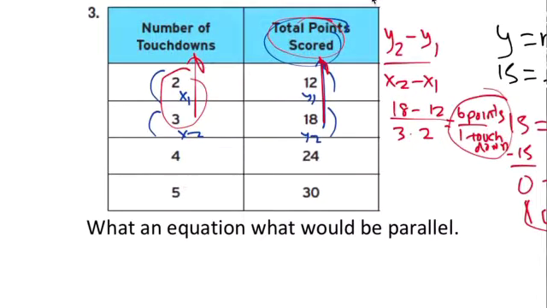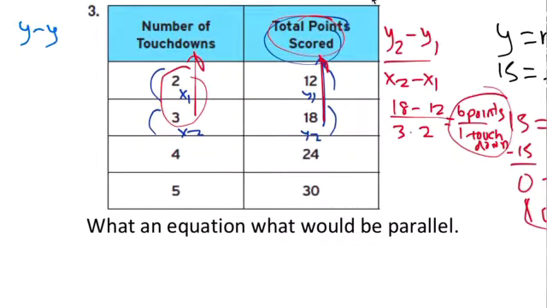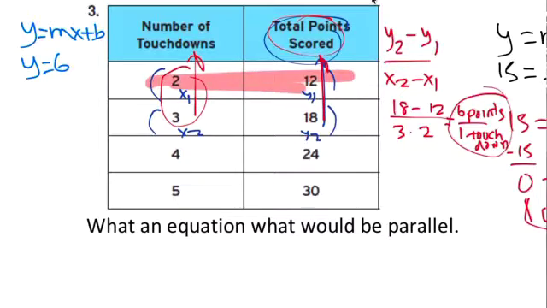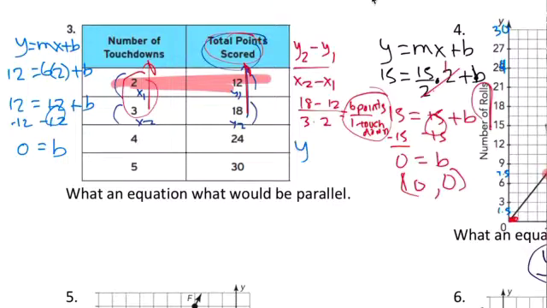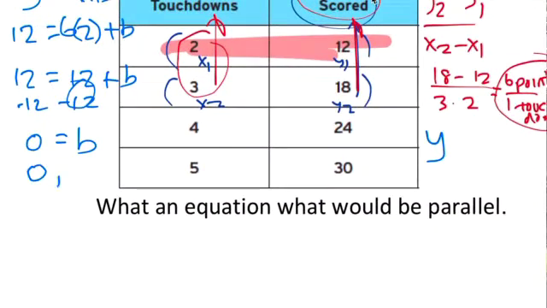But in this case, you do y equals mx plus b. Y equals 6. Let's pick one, 2 and 12. Plus b. That's 12, and that's also 12. See how it makes 0 there to both sides? So the equation would be y equals 6x, and it means 0 touchdowns, 0 points.